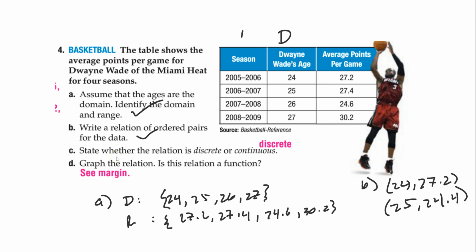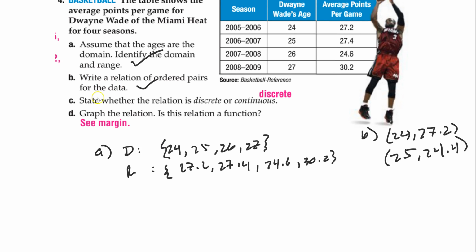Say whether the relation is discrete or continuous. Actually, we're not going to talk about that. The book hasn't gone over it yet. We'll talk about that in, I think, chapter 10. The book assumes you know it already.